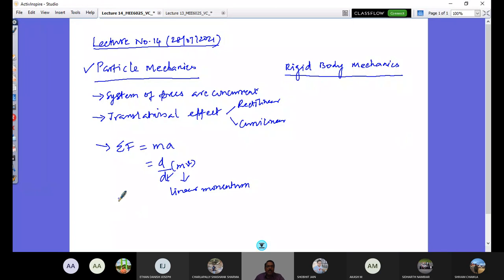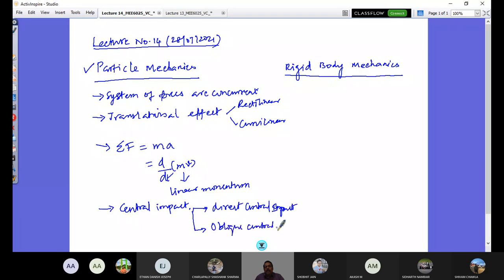So with respect to collision, what would happen? Two vehicles are colliding and I have this particle ideology, then the collision becomes central impact. Central impact problem. This is what we have studied in central impact. We have looked at two cases: one is direct central impact and the other is oblique central impact.